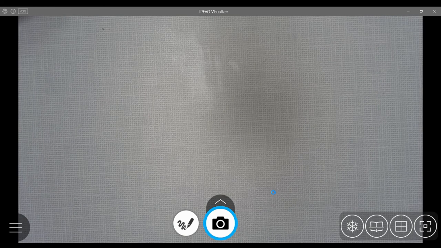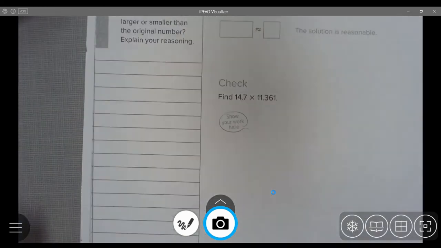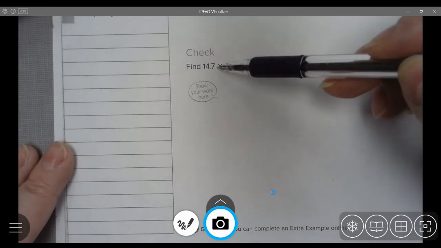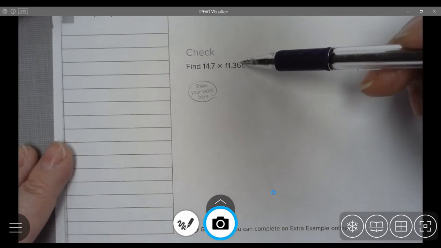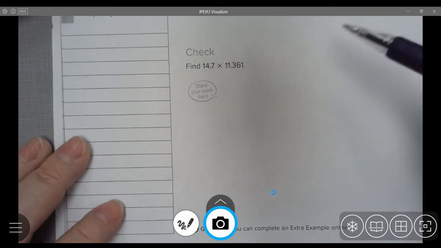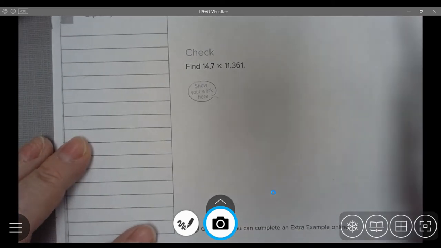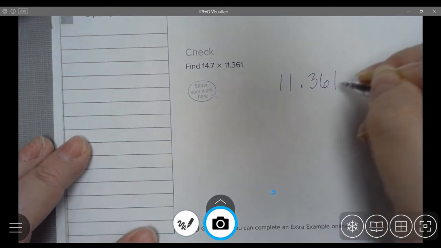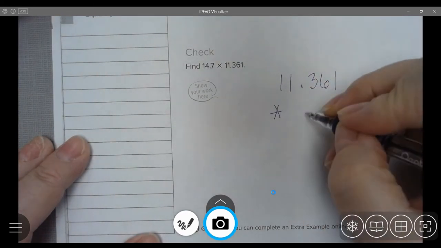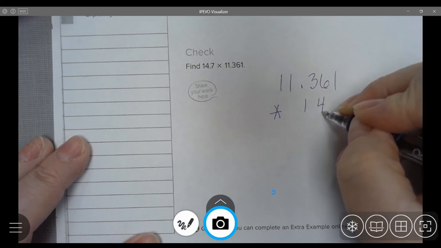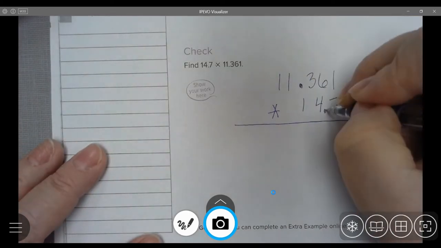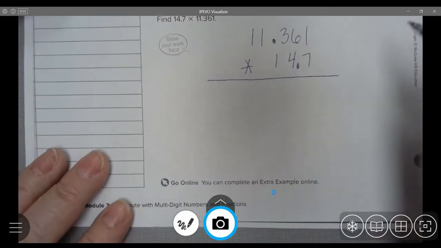So let's practice a multiplication problem. I'm going on to the next page, and the next page is 148. And it is 14 and 7/10 times 11 and 361 thousandths. As I take a look at this, I like to put the longer number at the top, and then I'm going to multiply. I do not have to line up those decimals when I'm multiplying. So I'm going to go ahead and do some multiplication.